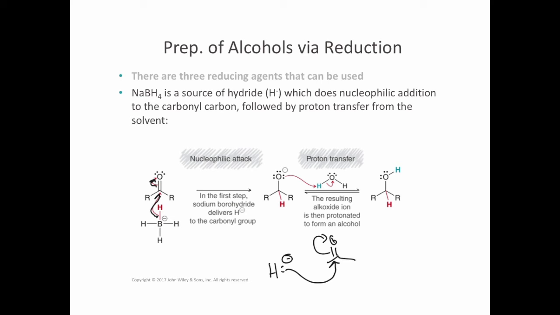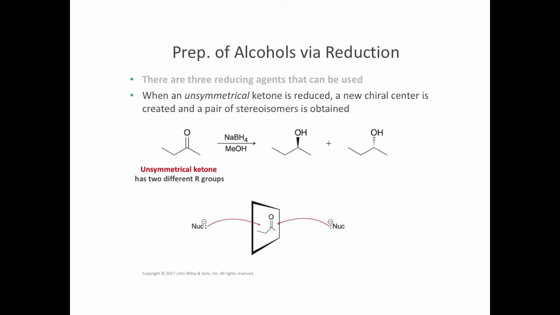So you get to this intermediate, which then grabs a proton from the solvent. If you have an unsymmetrical ketone, you can get a chiral center, and you will get both enantiomers.